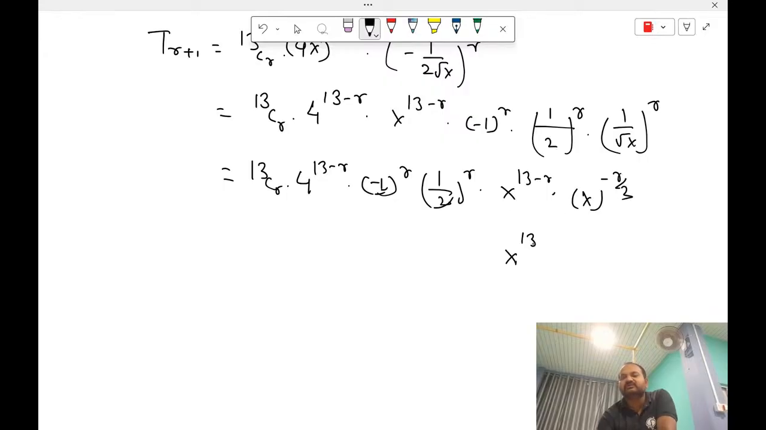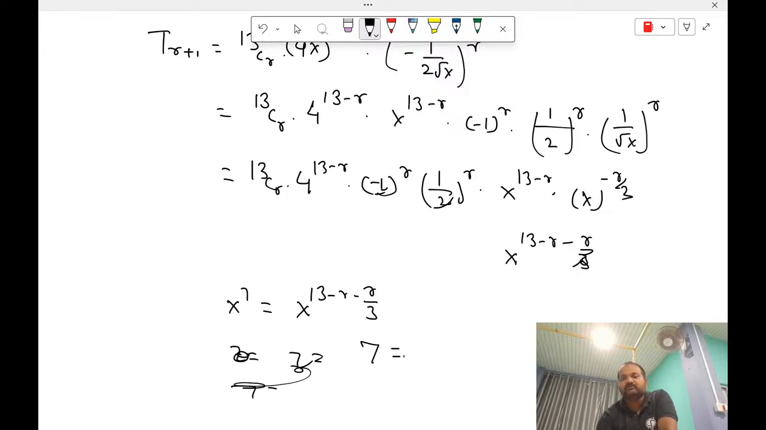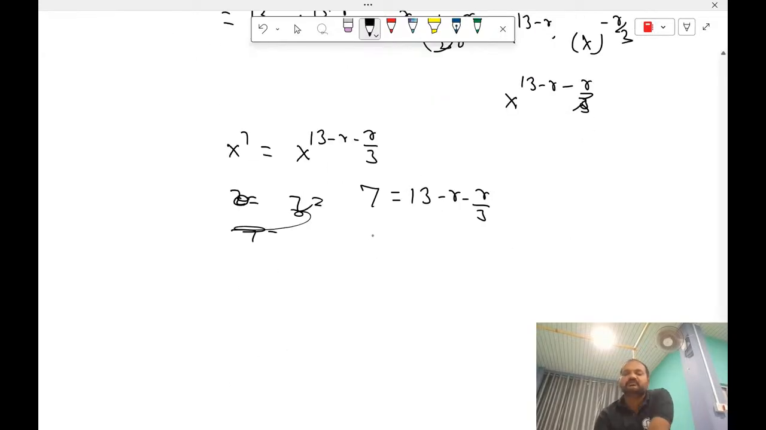So x to the power 13 minus r upon 3. Make it equal to x to the power 7. So x to the power 7 equals x to the power 13 minus r upon 3. We will equate the terms, that is 7 is equal to 13 minus r upon 3. So what is the r term? 13 minus r plus 3, it will be 4r divided by 3 is equal to 13 minus 7, it is 6. So r will be equal to 18 by 4.